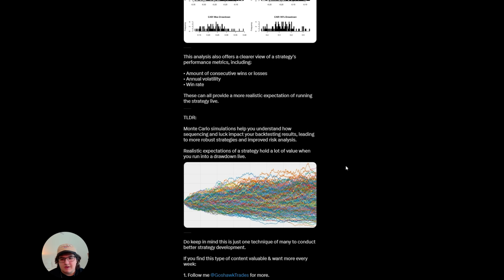So as a quick roundup, Monte Carlo simulations help you understand how sequencing and luck impact your backtesting results, leading to more robust strategies and improved risk analysis. Realistic expectations of a strategy hold a lot of value when you run into a drawdown live. Now, I just want to focus a bit more on that last sentence. I know it's a really quick sentence on Twitter, but this has been such a huge part of why I've been able to hold onto a strategy: these robustness tests.